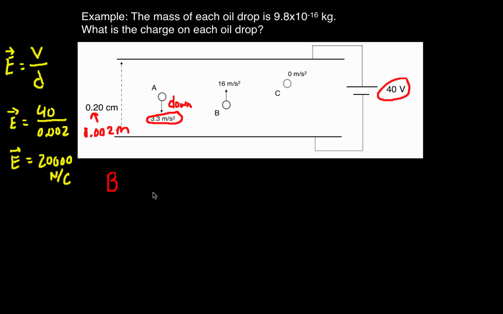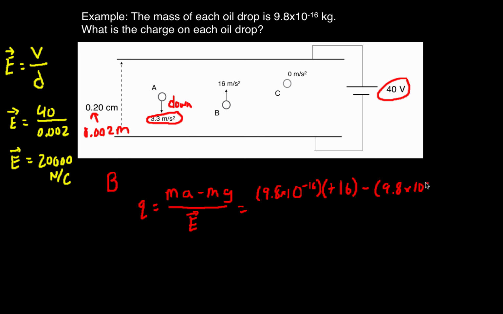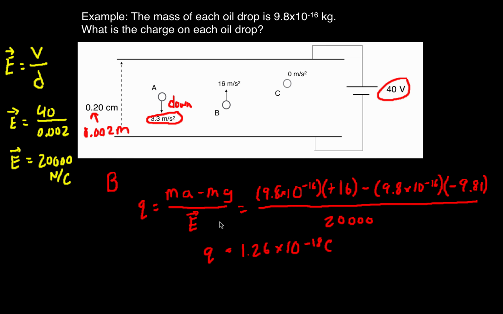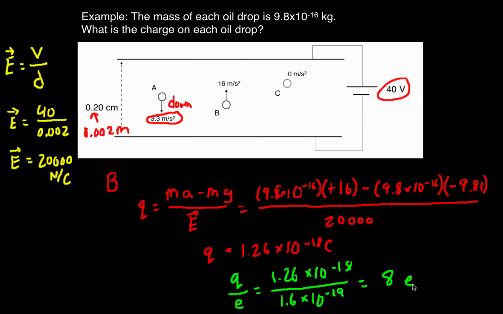Oil droplet B is accelerating upwards. We assume because it's accelerating upwards that the electrostatic force on droplet B is greater than the force of gravity. We can find the charge on B by using ma minus mg divided by the electric field strength. Again, this is the mass of the oil droplet times the acceleration, which is upwards this time, so we use a positive value, minus mg, which is 9.8 times 10 to the minus 16, times g, which is negative because the acceleration due to gravity is still down, divided by the electric field, which gives us a Q equal to 1.26 times 10 to the negative 18 coulombs. To determine how many electrons are in droplet B, we divide this charge by the elementary charge. This gives us 8 electrons.